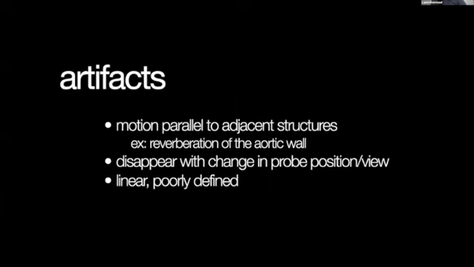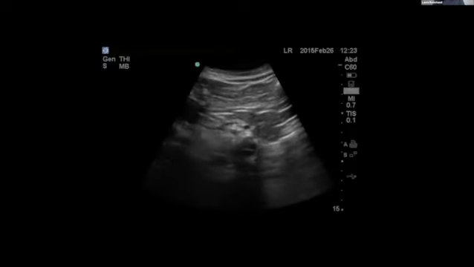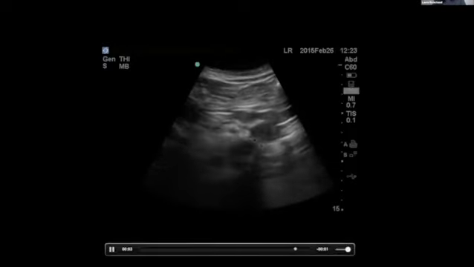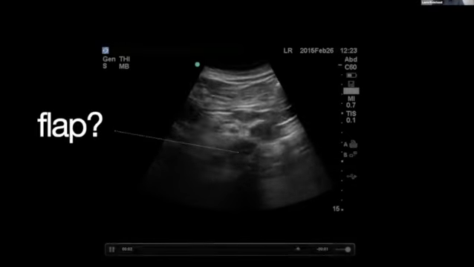The artifacts will have a motion that is parallel to the adjacent structure. So typical of the reverberation artifact from the aortic wall, they will disappear as soon as you change your position or your view. Typically, the artifacts are going to be linear and poorly defined, not as distinct as the dissection flap. So this is an example where you see an abdominal aorta and you see maybe, is that a flap? I'm not really sure.